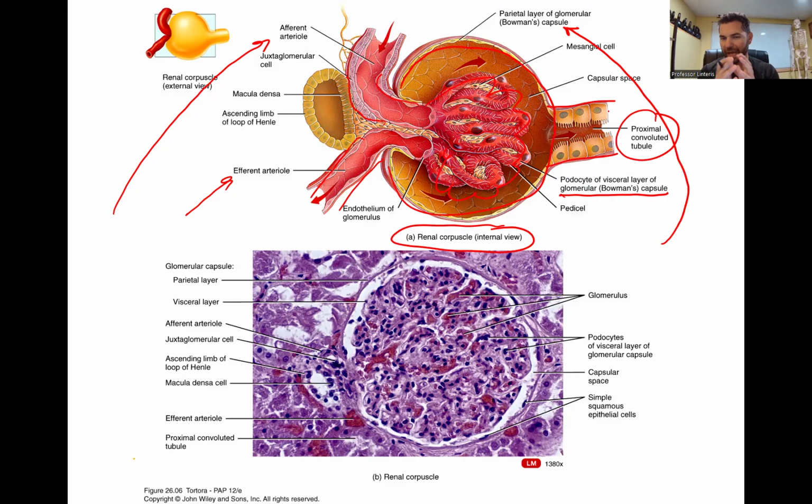So I like this picture. You can kind of see what those capillaries look like. There's some other little structures in there I will mention. But this collectively is called the renal corpuscle.